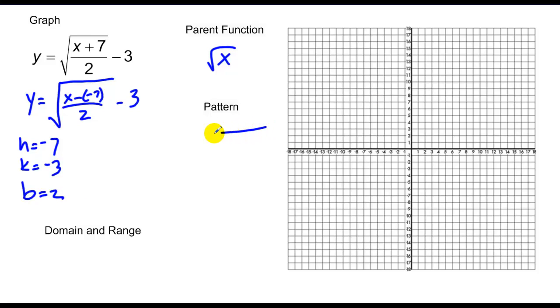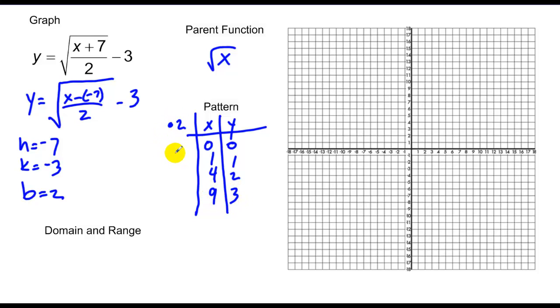Same old parent function, and in this case we have an x, we have a y, but now our multiplier goes to the b term. So here's our 0, 0, 1, 1, 4, 2, 9, 3. Multiplying these by a 2 gives me 0, 2, 8, and 18. We're going to back up 7 now and go down 3. Start everything from that point and move forward with the pattern from there.